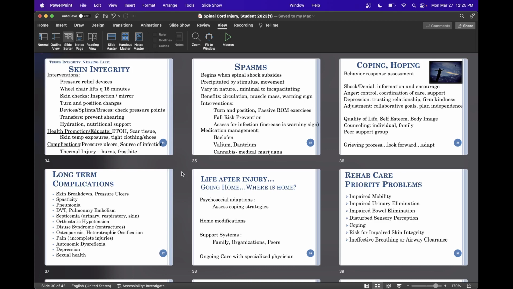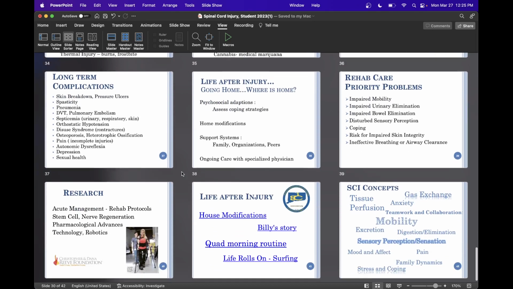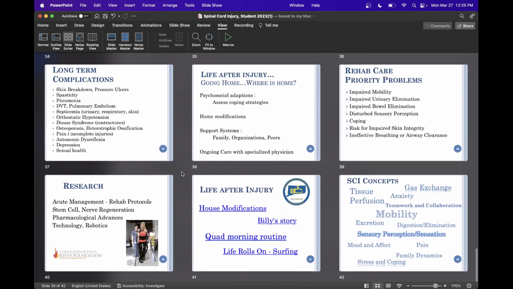Where is home going to be? Do they have the ability to go home? Do they need to go to a skilled facility? How do you think his demeanor would be if he was in a skilled facility? Maybe an apartment complex, senior housing.